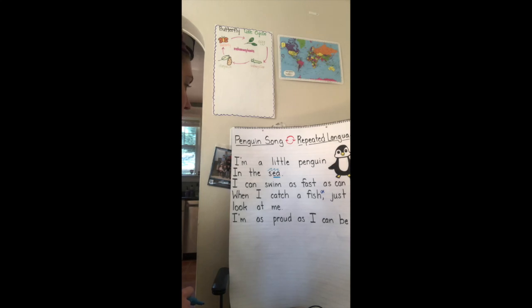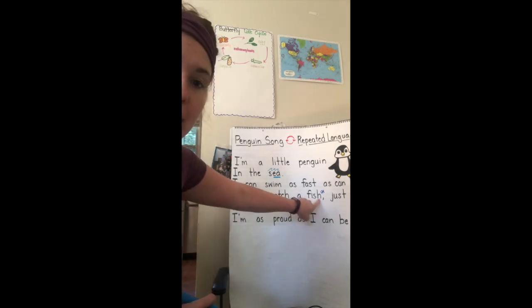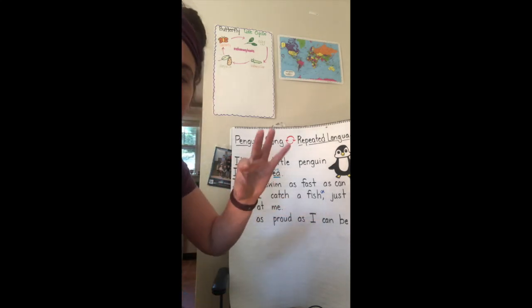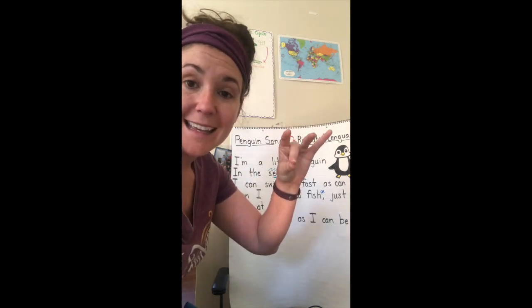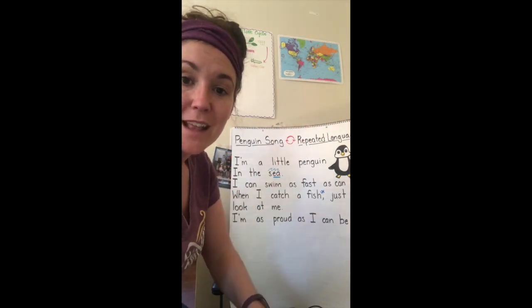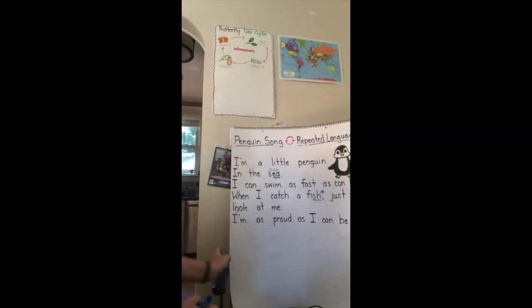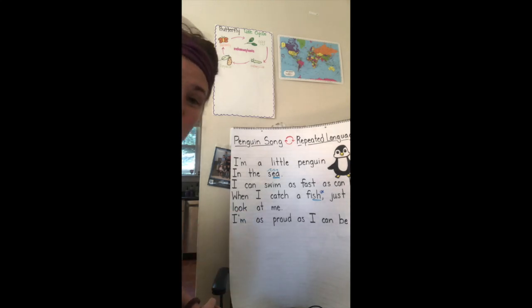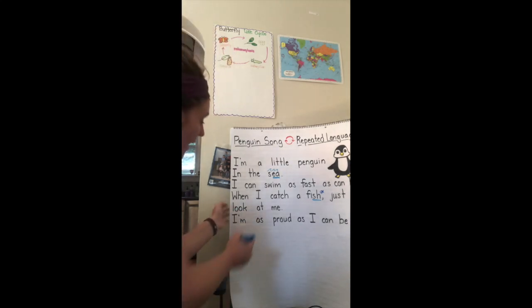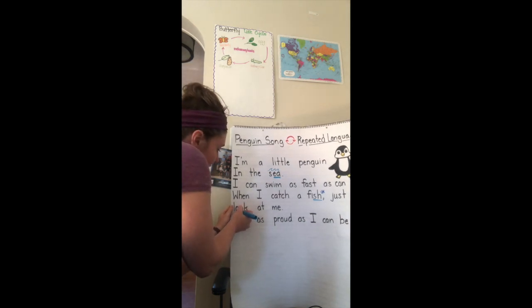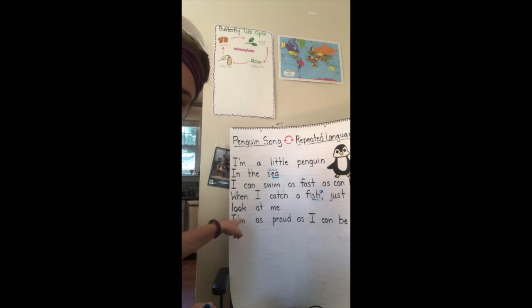I also notice that there is the word fish. I'm going to tap out fish. F-I-sh. There's that SH digraph. I'm going to underline it. I also see our sight word look. L-O-O-K, look. Sometimes I like to decorate the word look to help me remember that it means to see or look at something. And these O's always remind me of 2 eyes, so I always draw 2 eyes in my look.